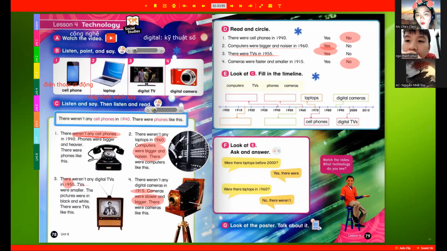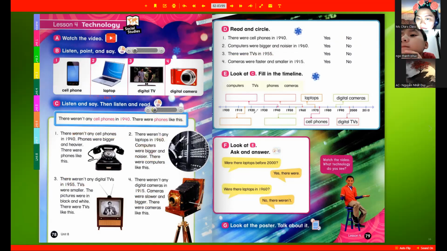So how about if we are going to focus in activity E? All right. Look at letter C and fill in the timeline. What you're going to do is to fill out the missing information from 1915, 1941, 1955, and 1960. So with this one, we're going to highlight the years. I want you to choose the answer. Is it computers, TVs, phones, or cameras? Let's start with this one. What do we have in 1915? Phones. 1915, what do we have?